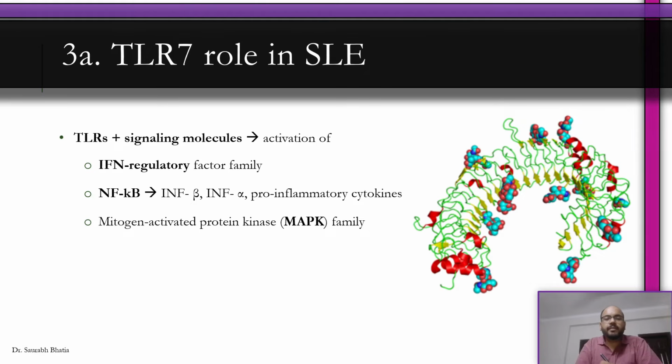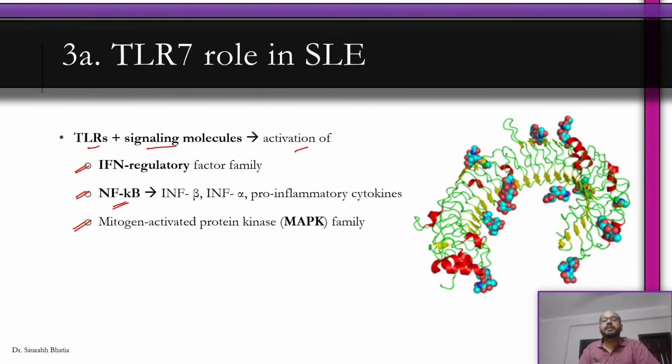The role of toll-like receptor 7 is very important in SLE. In fact, toll-like receptors, when they are stimulated by signaling molecules, lead to activation of, number one, the interferon regulatory factor family, the NF-kappa B family, and the mitogen activated protein kinase family. Now, all of these families are required for a proper inflammatory cascade. Okay, we know that NF-kappa B is a very important mediator of inflammation. We have discussed that when we were discussing drugs like cyclosporin or the pathomechanism of vitiligo and psoriasis. We have discussed NF-kappa B.